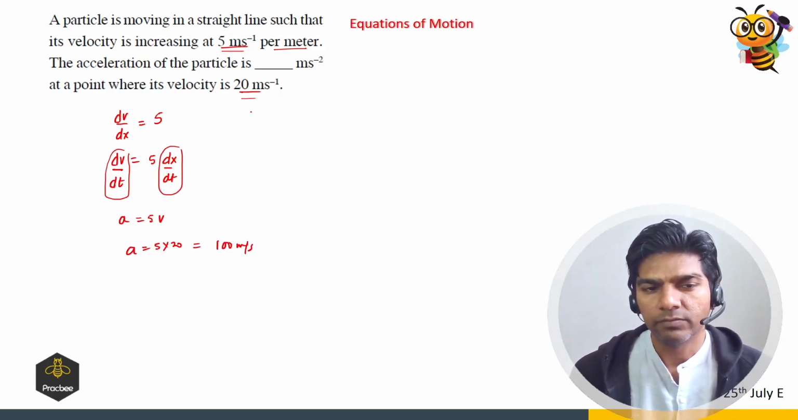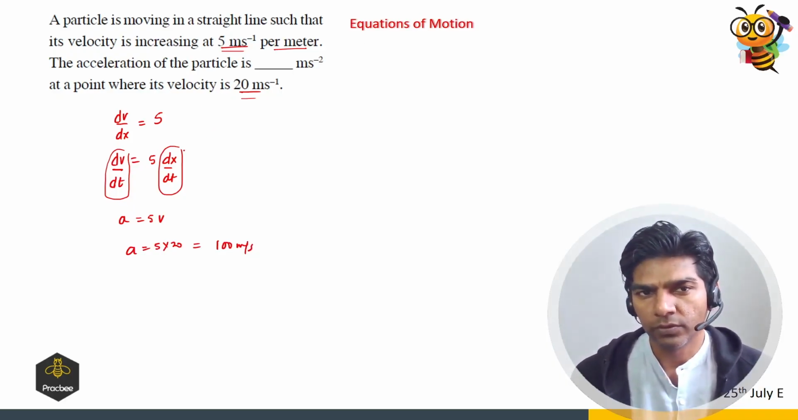Right. So now this question is not from this particular type, right? Because we haven't used any equation of motion, but still remember what we have done. Whatever is given in the question, accordingly you have to solve the question.